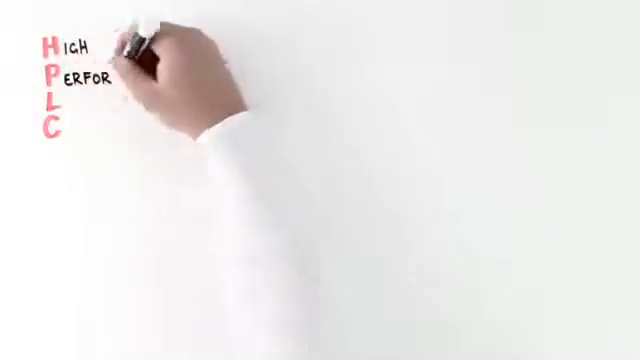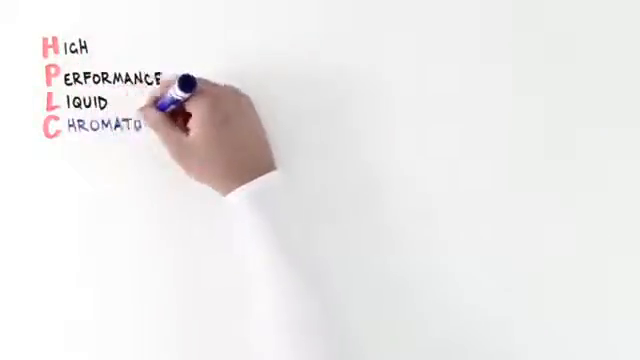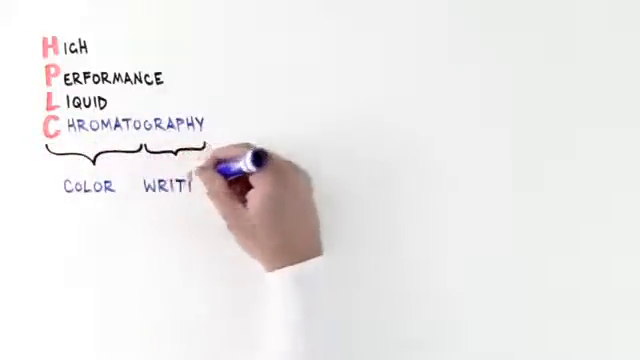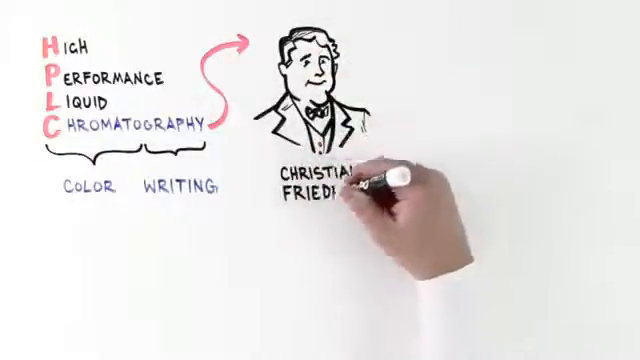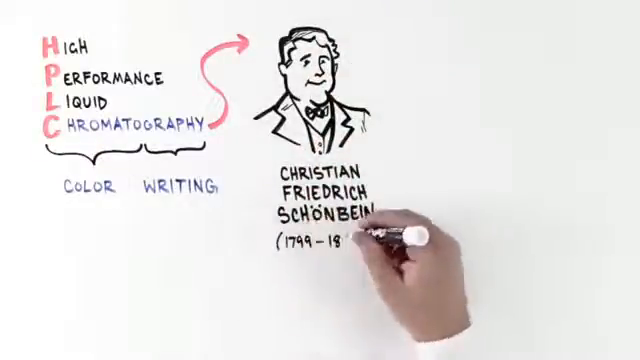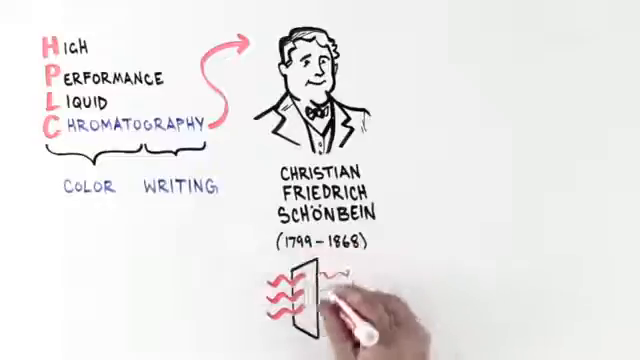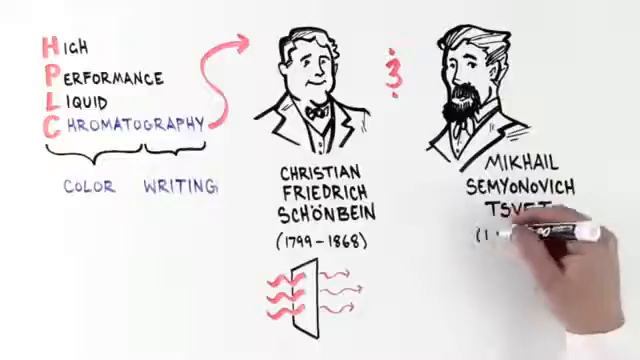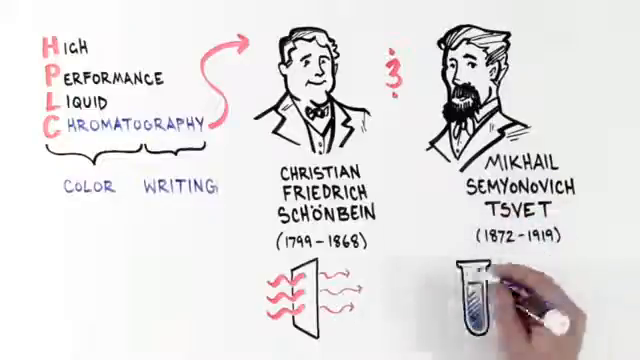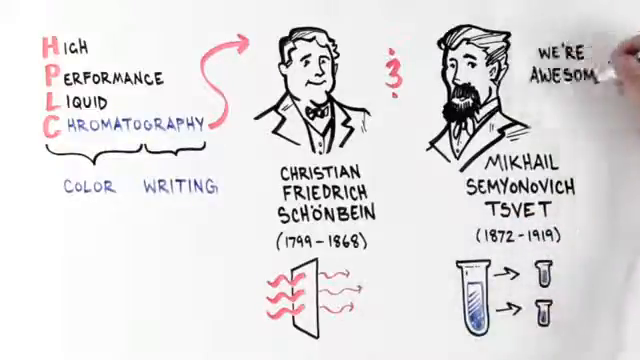HPLC is an acronym for High Performance Liquid Chromatography. The words chromato and graphy literally mean color writing. HPLC was pioneered by Christian Friedrich Schönbein, 1799 to 1868, who began moving substances through filter paper, and Mikhail Semyonovich Tsvet, 1872 to 1919, who separated plant pigments in calcium carbonate columns.